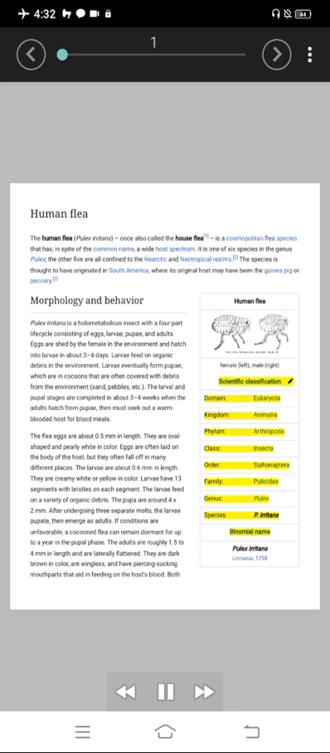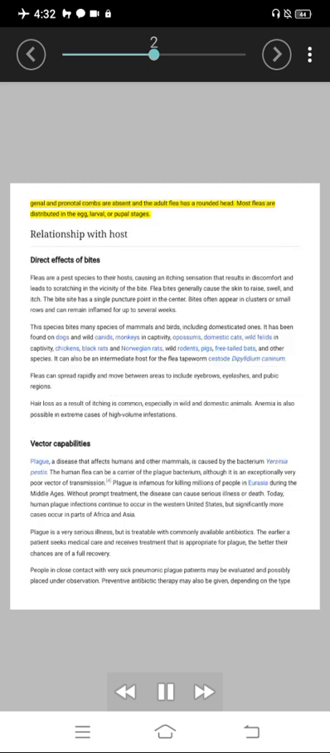Scientific classification. Domain: Eukaryota. Kingdom: Animalia. Phylum: Arthropoda. Class: Insecta. Order: Siphonaptera. Family: Pulicidae. Genus: Pulex. Species: P. irritans. Binomial name: Pulex irritans, Linnaeus, 1758. Morphology and behavior. Genal and pronotal combs are absent and the adult flea has a rounded head. Most fleas are distributed in the egg, larval, or pupal stages.